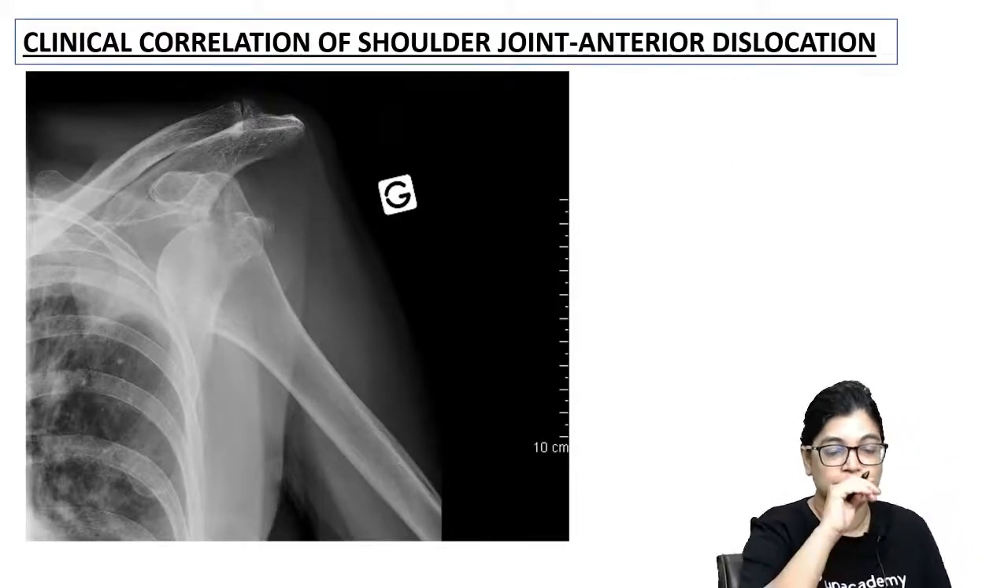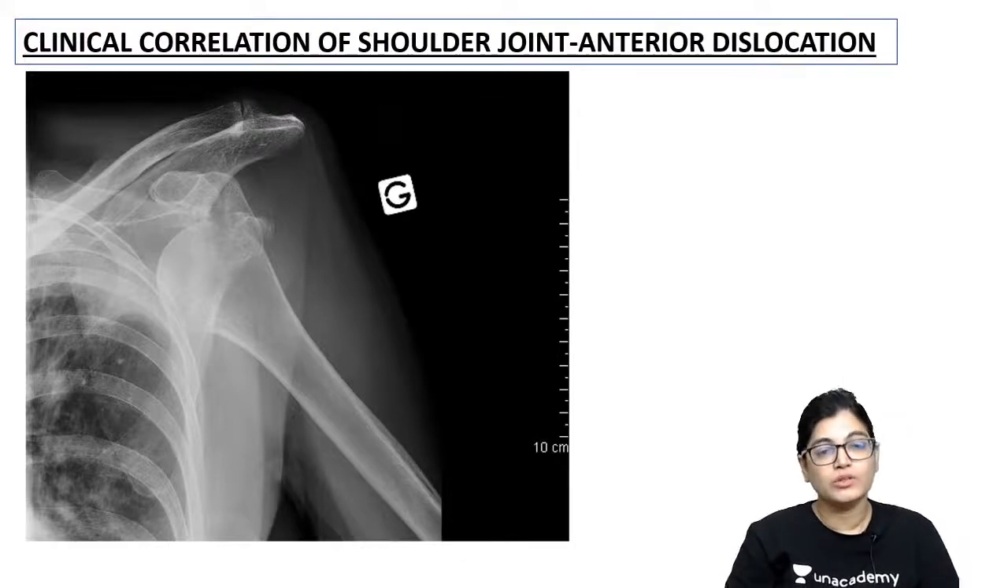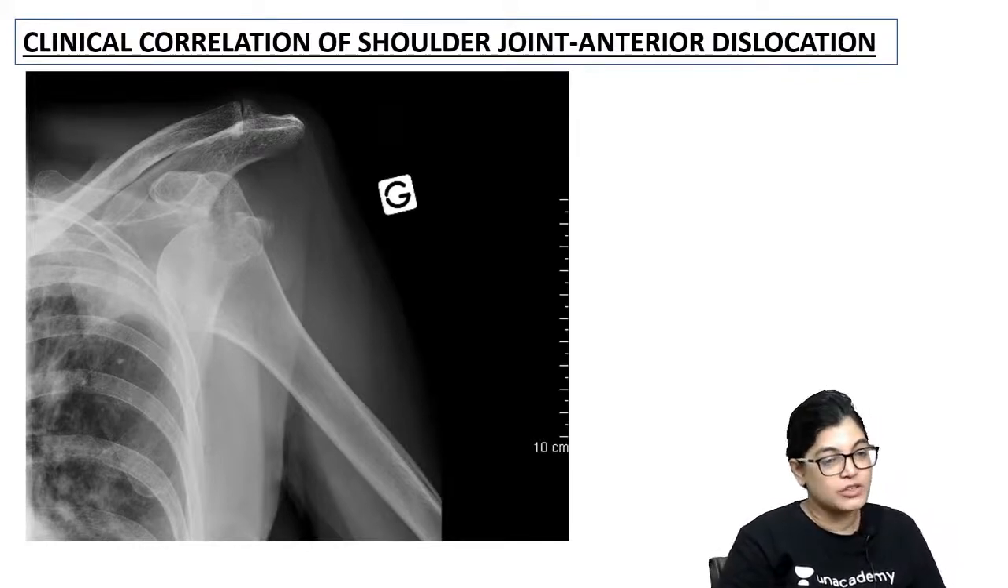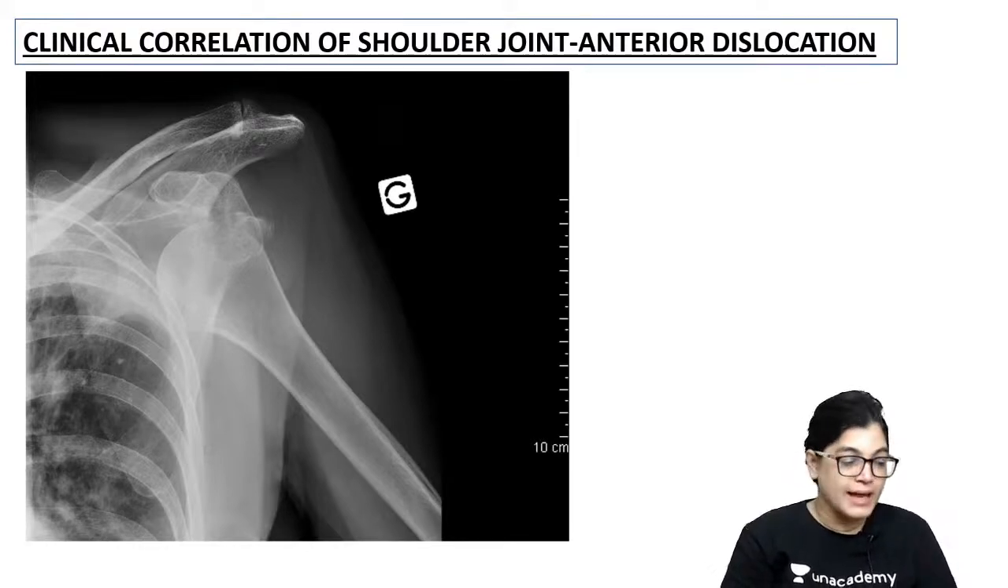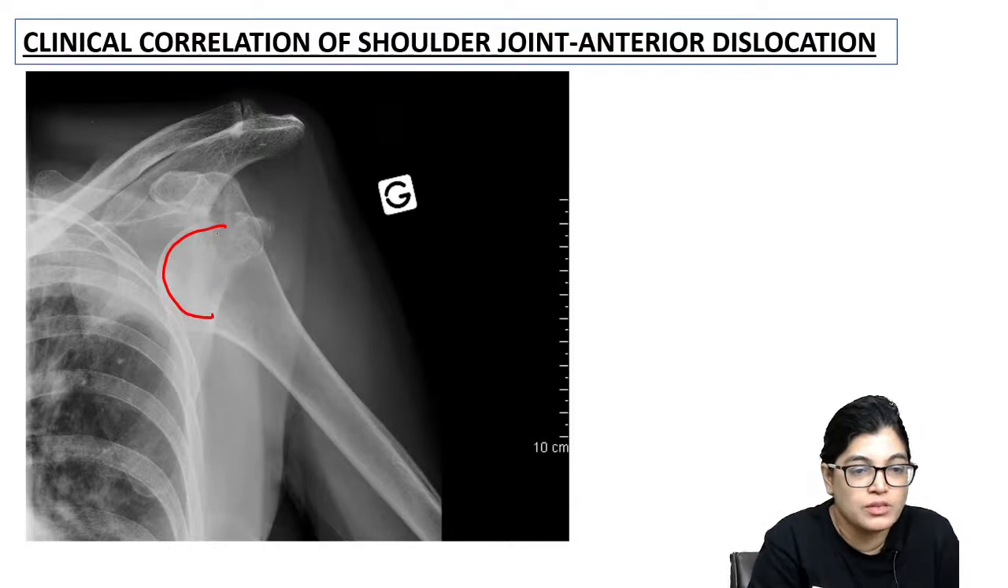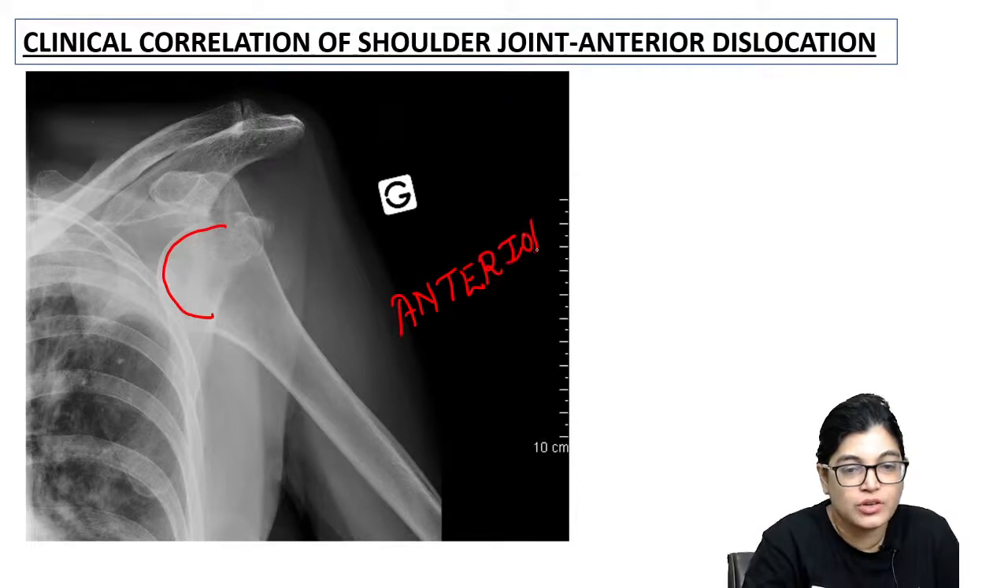Now thereafter I want to show a few X-rays by which you can appreciate the clinical correlations of shoulder joint: anterior dislocation, posterior dislocation and inferior dislocation. We know that the most common dislocation in case of shoulder joint is the anterior dislocation. So see here, the head of humerus has moved down below the coracoid process also, as you can see. In this diagram, you can appreciate anterior dislocation of shoulder joint.